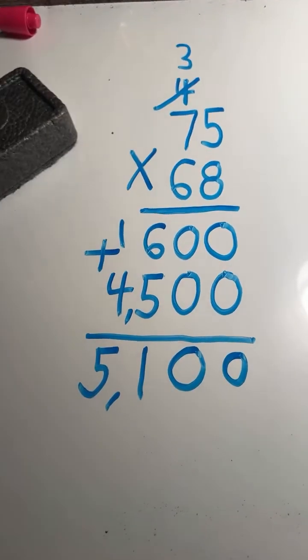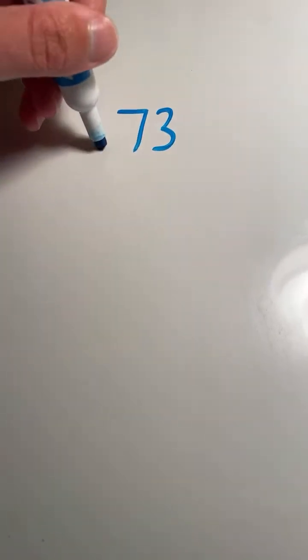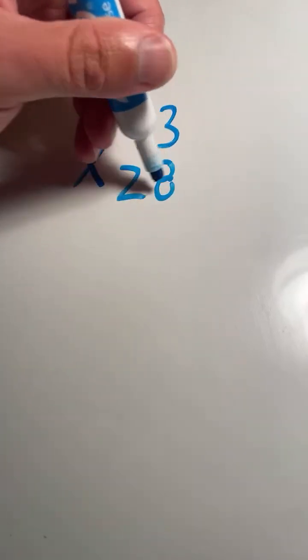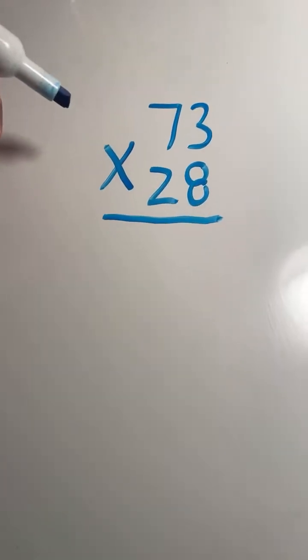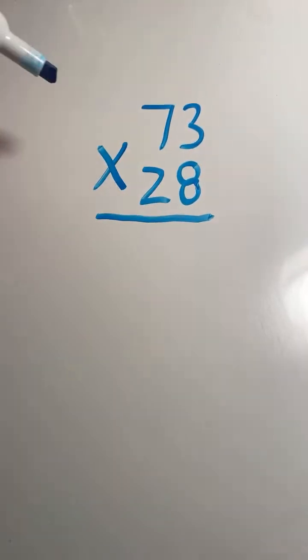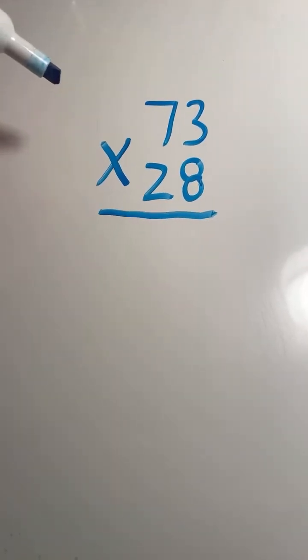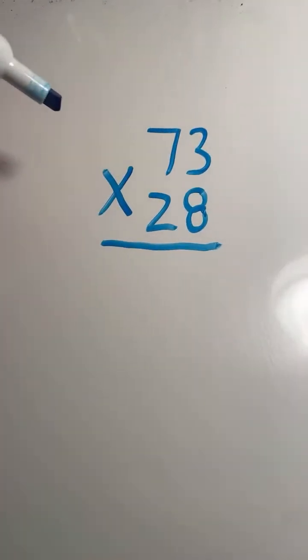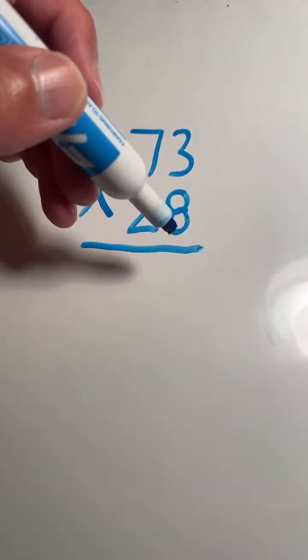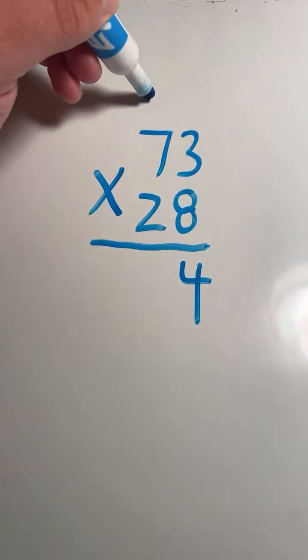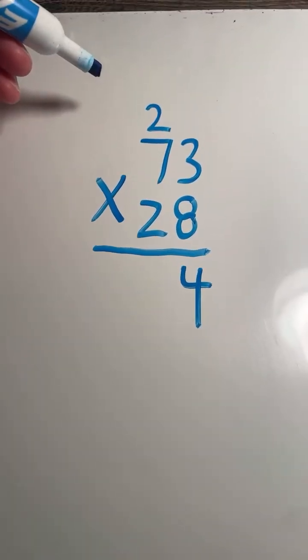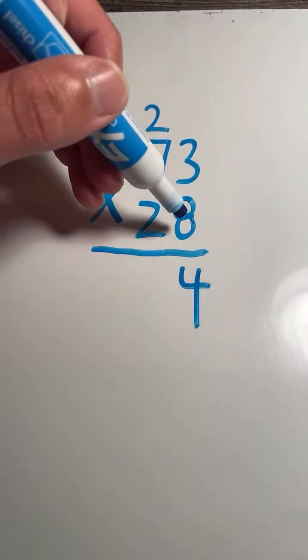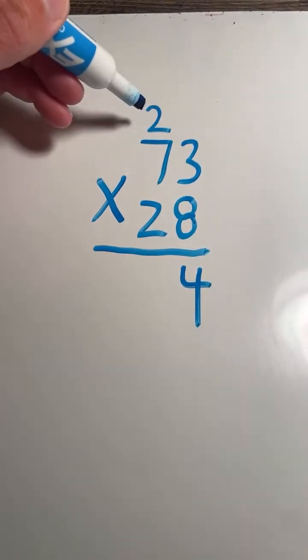All right, 2 example problems left. We are now moving on to example number 4. All right, 73 times 28. As always, we start in the ones place. We start by multiplying 3 times 8. 3 times 8 equals 24. 4, carry the 2. 7 times 8 equals 56, plus 2 equals 58.